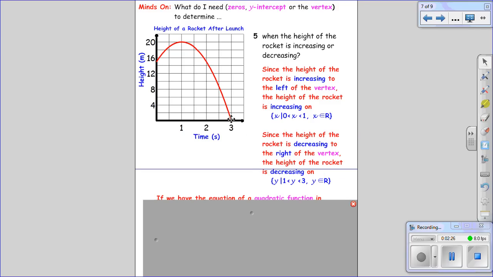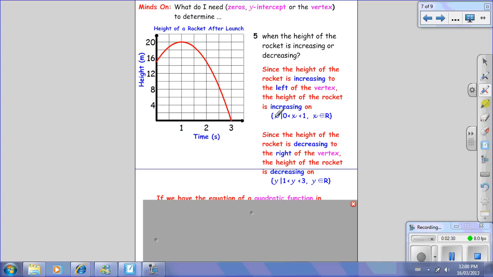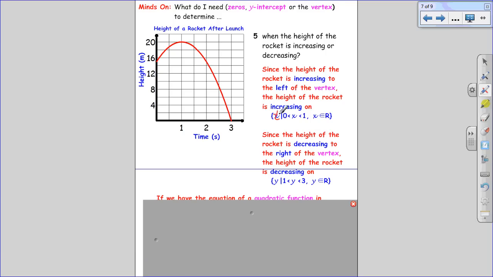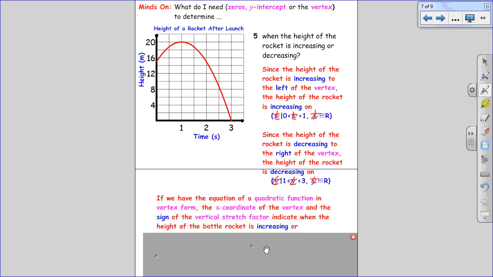And notice we stopped at 3, and of course, I've got some bad mathematical form here because this should be time. And that should also be time because we always talk about intervals of increase with respect to our independent variable. If we had the equation, we would be looking for the x-coordinate of the vertex, and that would be our breaker indicating when it was increasing or decreasing.